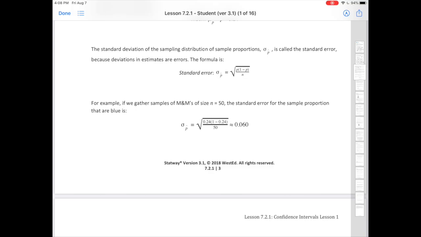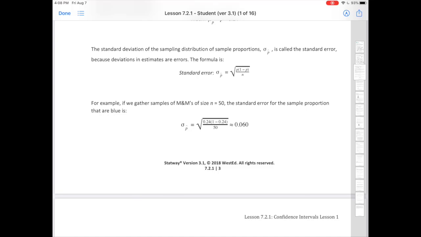The standard deviation of the sampling distribution of sample proportions, sigma sub p hat, is called the standard error because deviations in estimates are errors. The formula for the standard error, recall, we learned this in a previous lesson. It's sigma sub p hat, which is equal to the square root of p times 1 minus p divided by n.